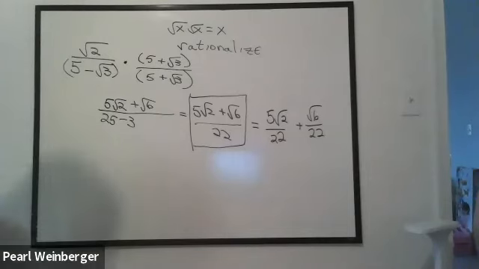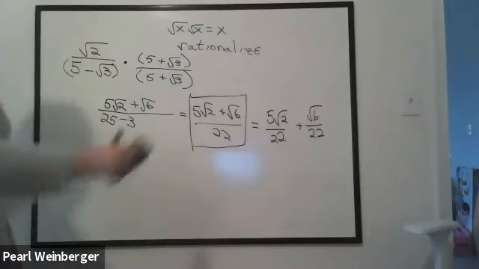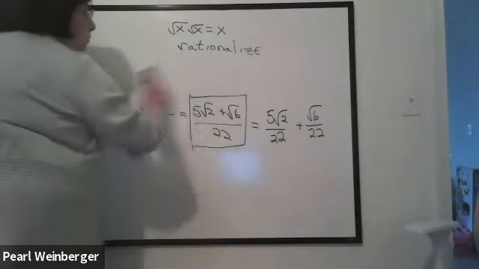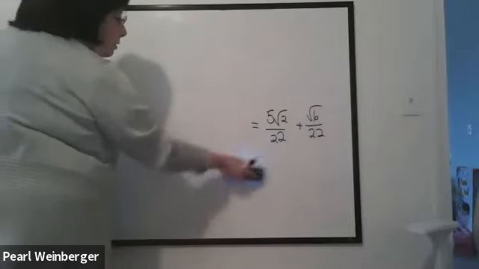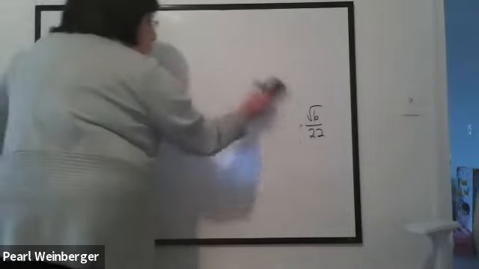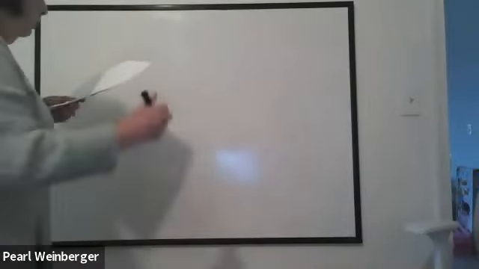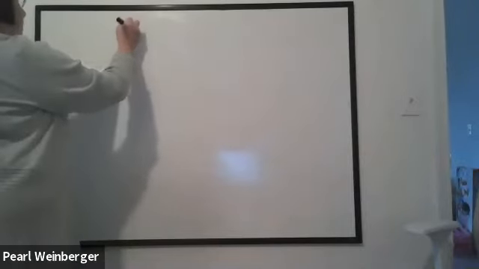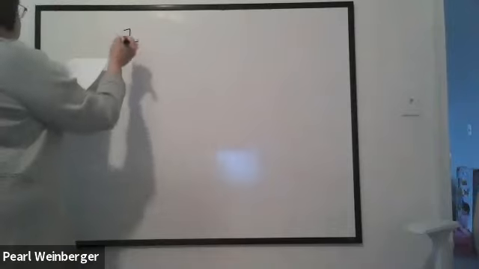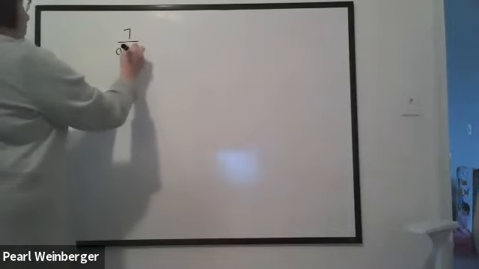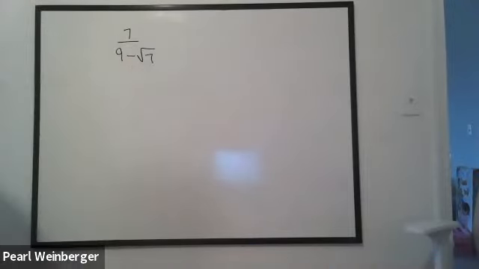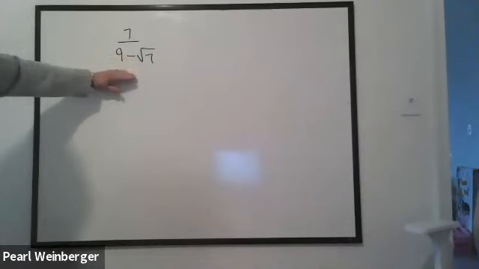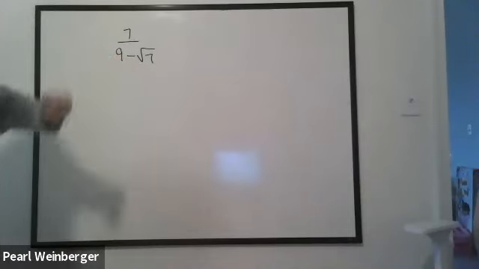Okay, let's do this one. I'm taking these off the chapter 6 practice sheets that I sent out. So it says rationalize the denominator, and the question is 7 over 9 minus radical 7. Again, we have this problem of having a binomial in the denominator, and there's a radical there.